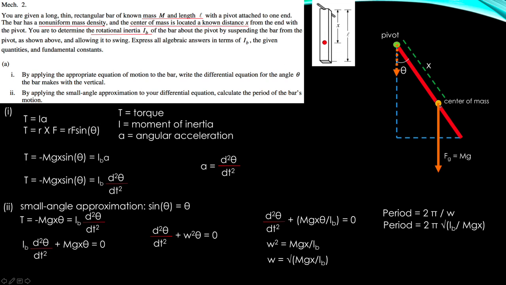So the center of mass, if it's right there, mg can be taken as originating from this point, the center of mass, and then obviously the distance from here to there is x. So mgx sine theta. So there's this negative sign here.